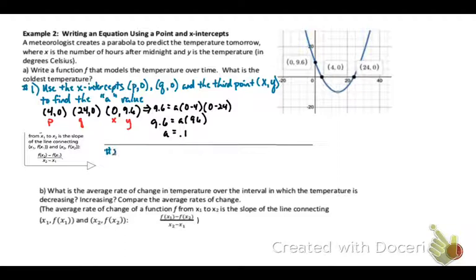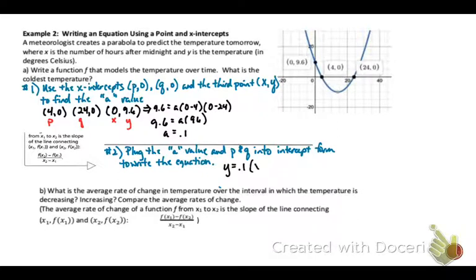Now we'll plug in A and our two intercepts into intercept form, leaving X and Y in general terms to write the equation of this situation. So y will equal 1/10 times (x minus 4) times (x minus 24). There, we've done it. We've written a function, an equation to model the situation.